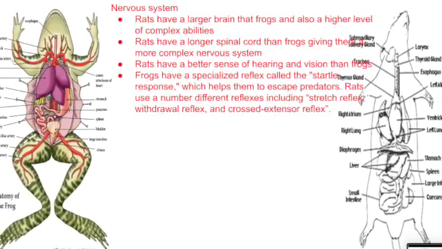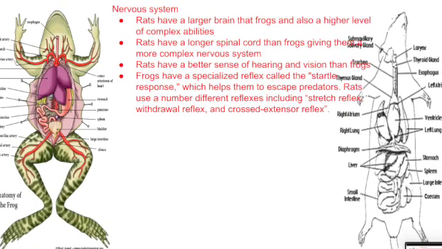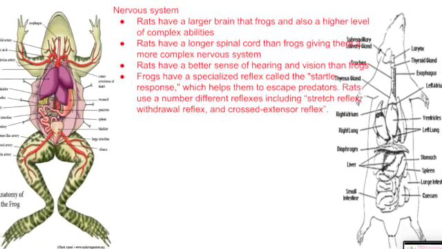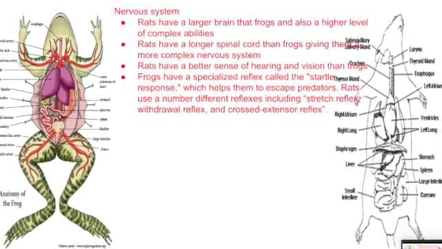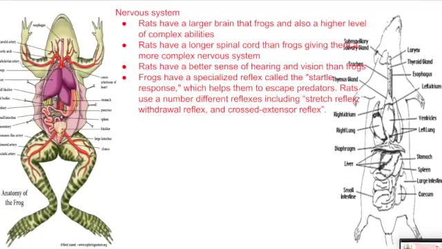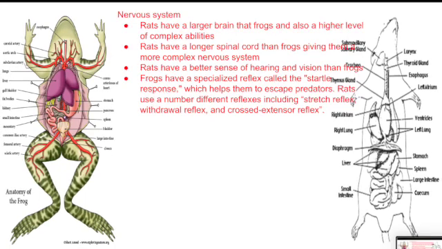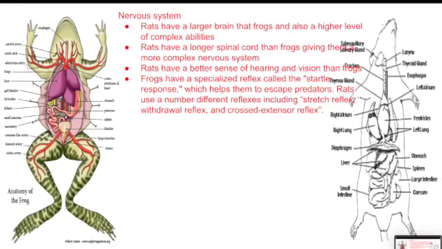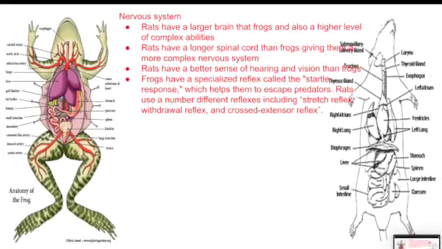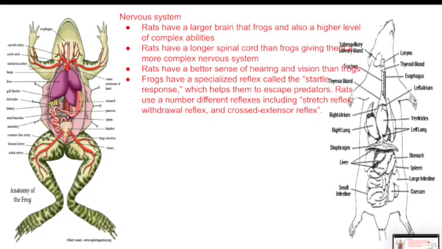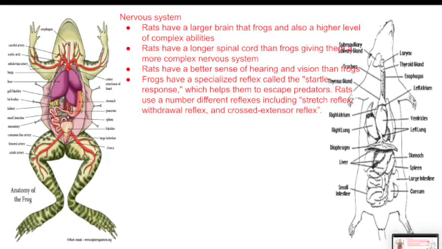Now, frogs have a special reflex called the startle response, which helps them to escape from predators. Rats, on the other hand, use a number of different reflexes, including stretch reflex, withdrawal reflex, and cross extensor reflex. So overall, rats have a much more complex and more advanced nervous system than frogs.